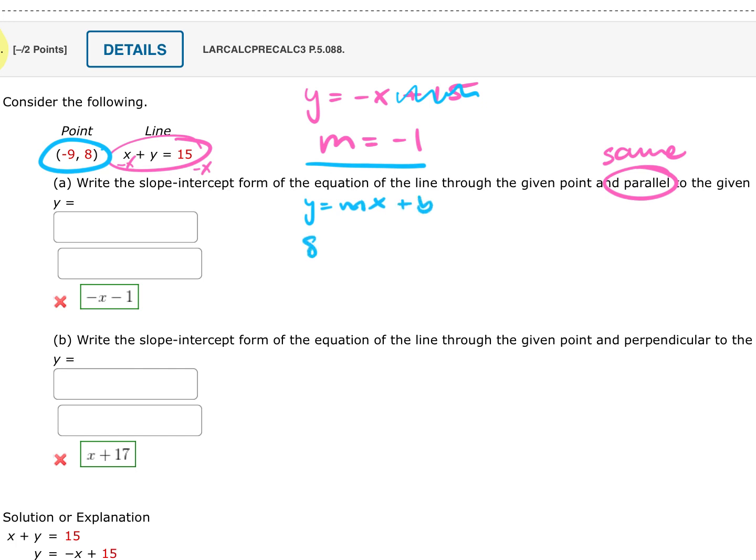So our y is 8, our m is negative 1, our x is negative 9 plus b. So 8 equals 9 plus b. Subtract 9, b is negative 1. So we plug that into our equation, we get y equals negative x, because our slope was negative 1, minus 1.